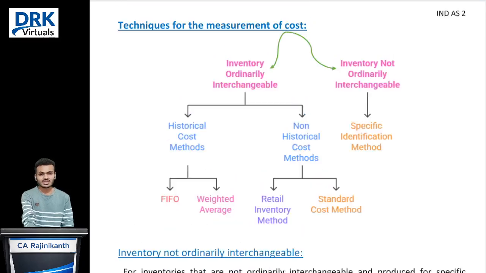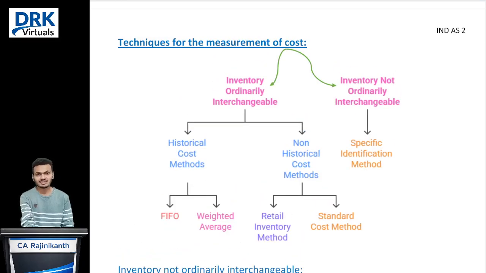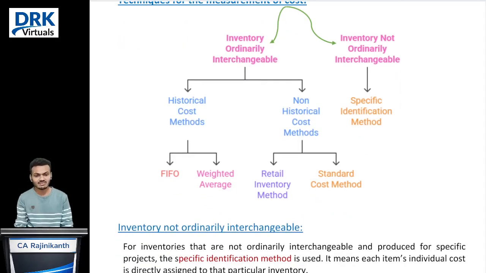Next one is techniques for measurement of cost. It is nothing but the cost formula. If the inventory is not ordinarily interchangeable, meaning what, sir? They are unique, customized. In that case, follow the specific identification method. Meaning that the cost specific to that particular inventory can be considered.